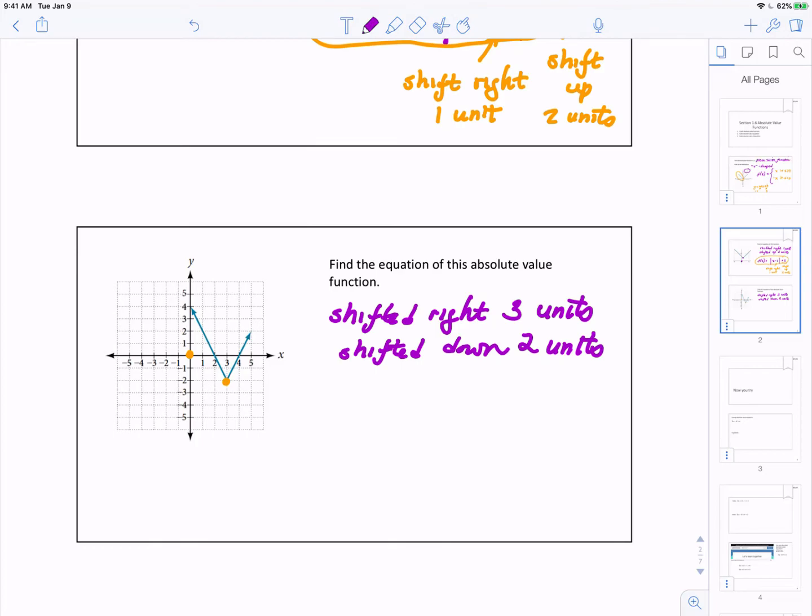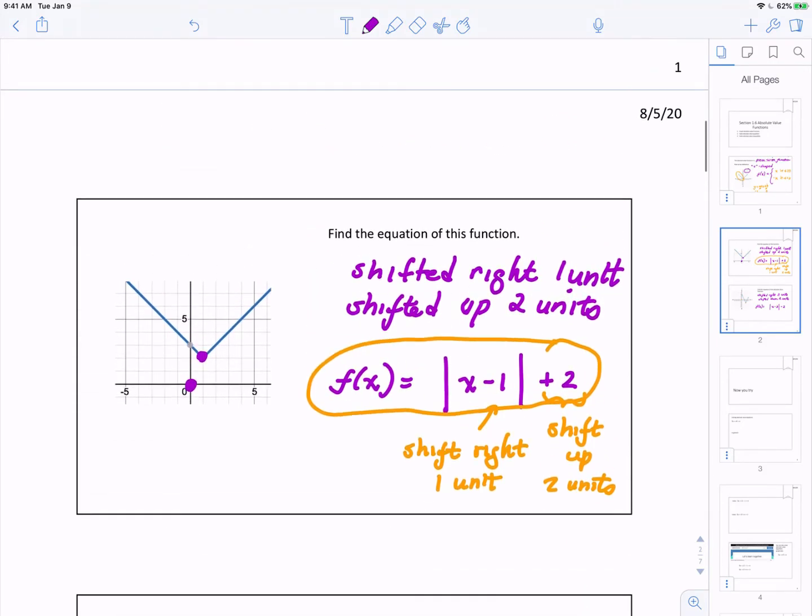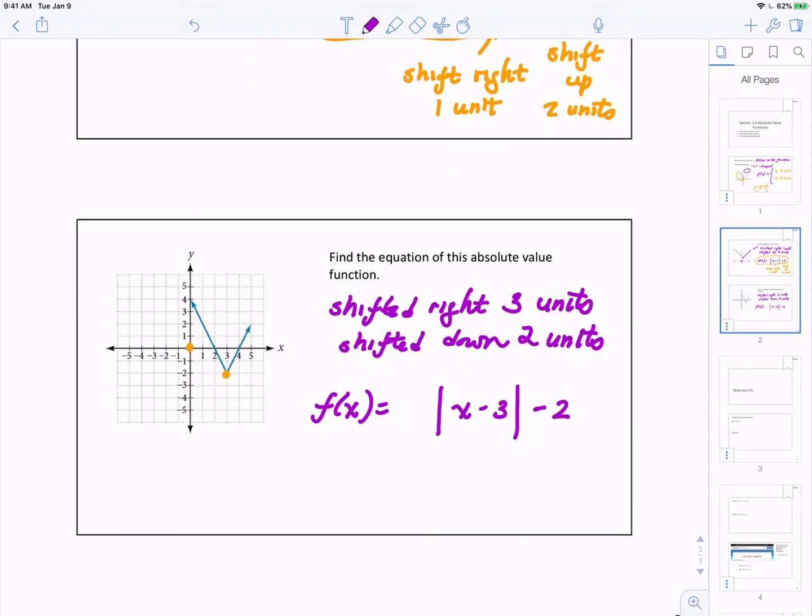And so we could start writing this function. f of x is equal to, all right, so just like before, if we want to shift it to the right 3 units, we would subtract 3 from the input. And if we want to shift it down 2 units, we would subtract 2. But we're not done. Why? If you notice, the slope of this graph is not our traditional absolute value slope. If we go back and we look at the traditional absolute value graph, the slope of this graph is 1. And if you look at this graph, the slope of this graph is not 1.